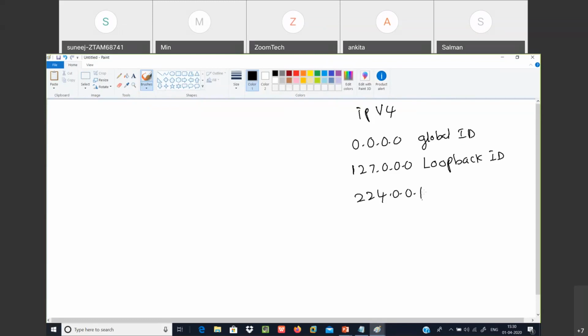Now, 224.0.0.1, which IP address is it? Right, it is a multicast address. Multicast IP. So we have some special IPv4 addresses like a global ID, loopback ID, multicast address, and APIPA IP address. Also, we have some IP address ranges there actually.